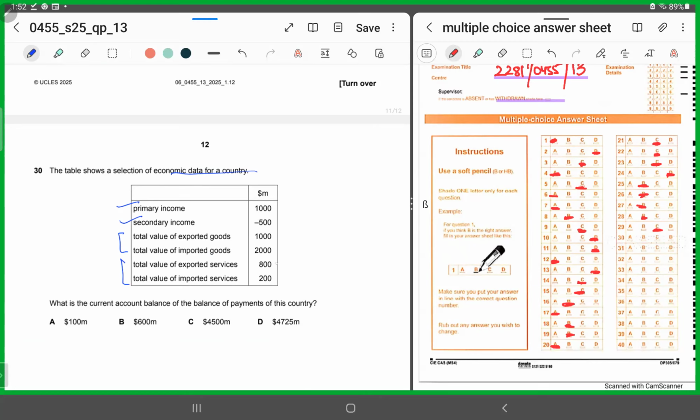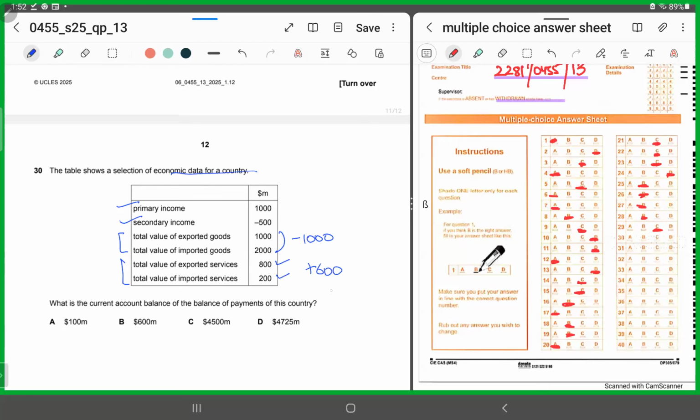How we'll calculate the trade in goods? Exports was 1000, imports was 2000. So 1000 minus the 2000 gives us a negative 1000. Exports was less, imports was more. You got a negative 1000 over here. Trade in services, exports was 800, imports was 200. So you got a positive 600.